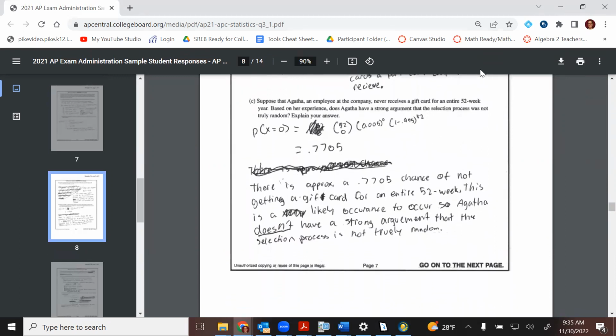And then down below, again, this individual recalculated not receiving any gift cards at all. So they redid some of their calculations from earlier. Again, you can use that binomial function on your calculator as long as you explain the values that you're typing in.